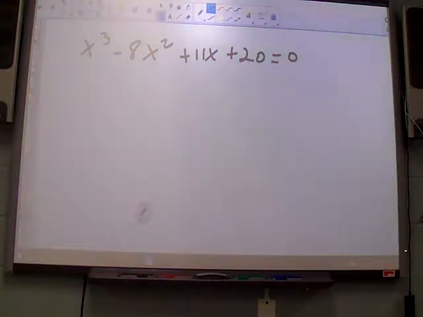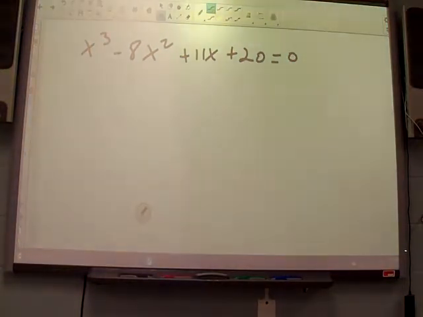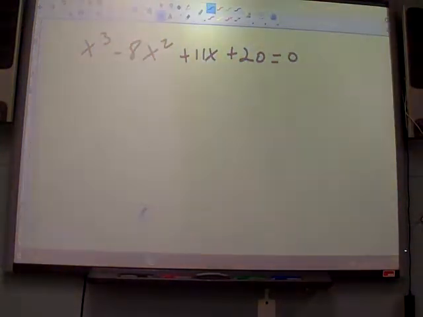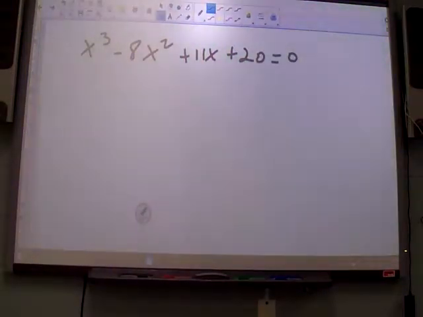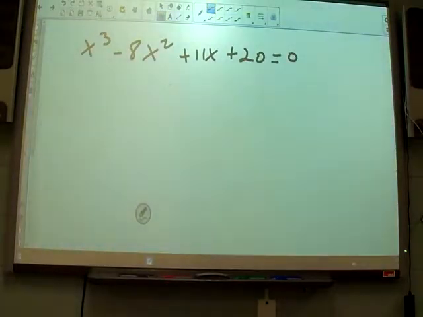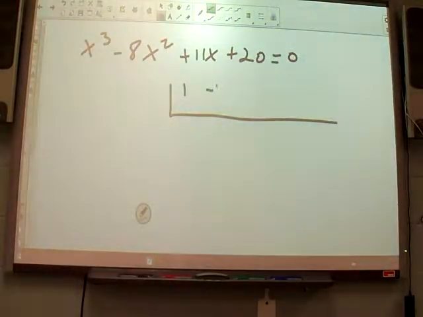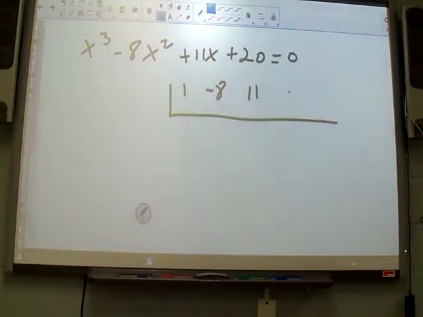So it's no solution? No, there are solutions. Here's the fun part. This is when synthetic division, the upside down box, will come into play. If it cannot factor, you can try to simplify it using synthetic division. So, I'm going to make my upside down box. Y'all with me? That is a 1x cubed, a negative 8x squared, an 11x, and a 20.